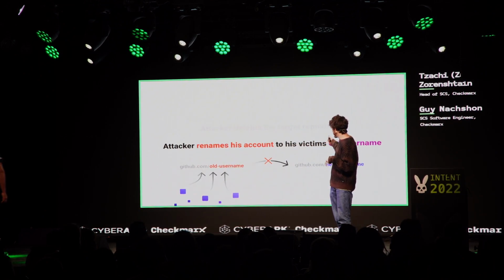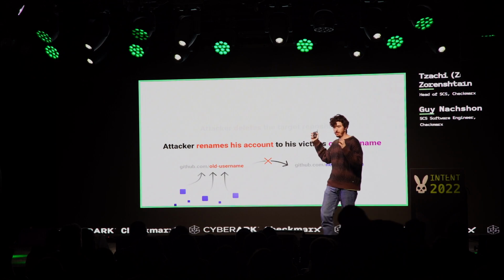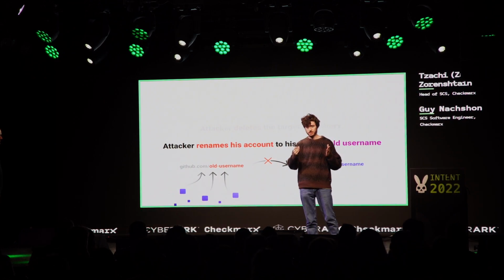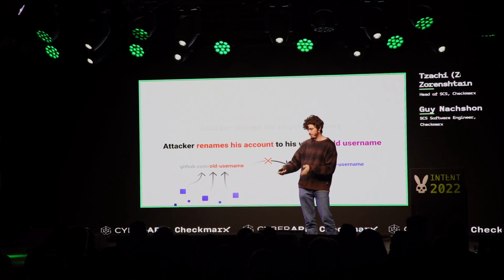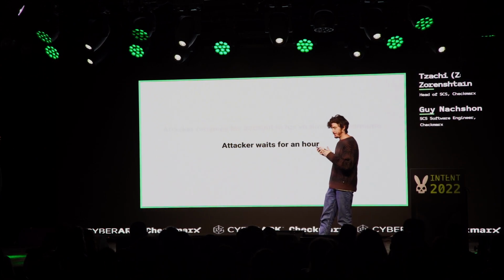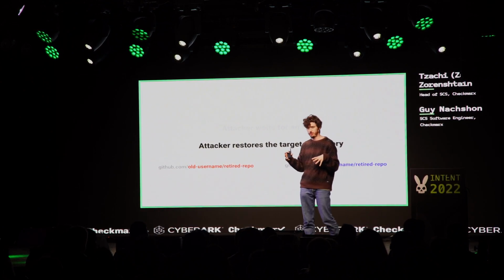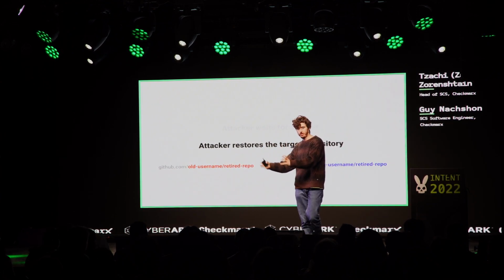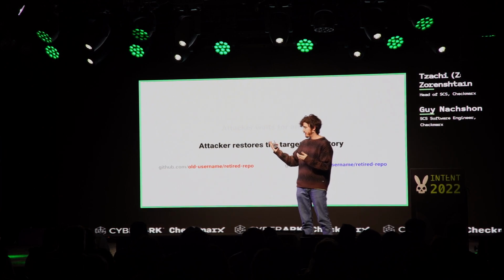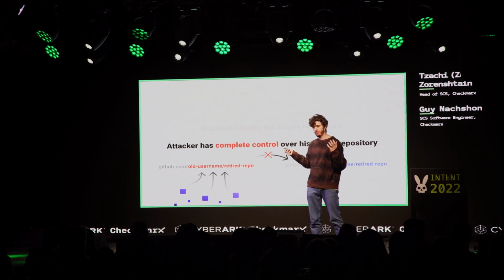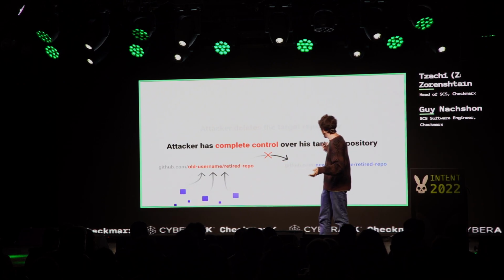The next thing I'm going to do is rename my account to the old username that I'm attacking. So if Tzachi was Guy, I'm going to rename my account to Guy. Then I need to wait for an hour, and then I'm going to restore the target repository. So basically, if I had a repository that I deleted, I'm going to make it come back to life, and I will bypass GitHub's procedure.